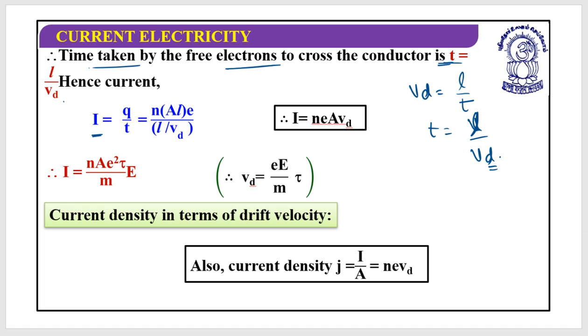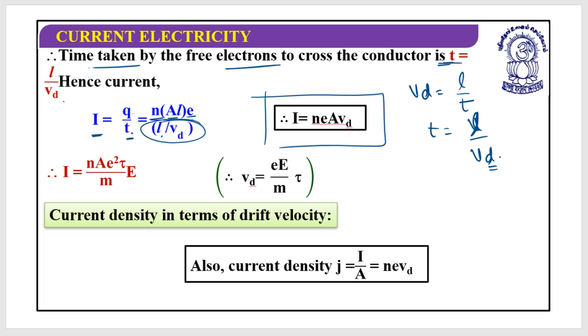I know that I is equal to Q by T, and I am replacing this T by L divided by Vd. So this Q is n into A into L into e, and this is L by Vd. So if I solve this, it will give me a very beautiful relation, that is I is equal to n into e into A into Vd.